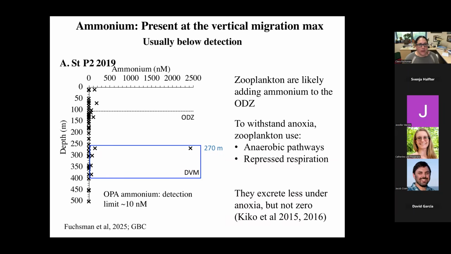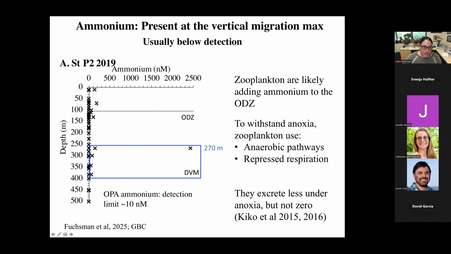So now we're going to look at ammonia. And we see also a maximum here in the vertical migration range, particularly the biggest value is huge. It's absolutely huge. So these are OPA ammonia data here, and dashed lines are the oxygen deficient zone, and this blue square this time is the depth of vertical migration. We're using OPA ammonia, so the detection limit is around 10 nanomolar.